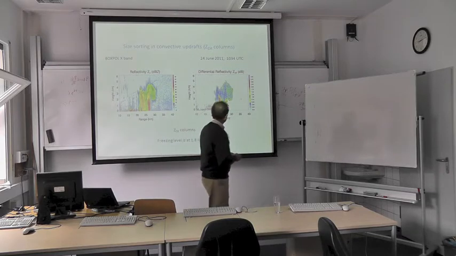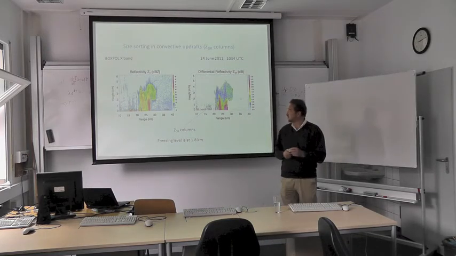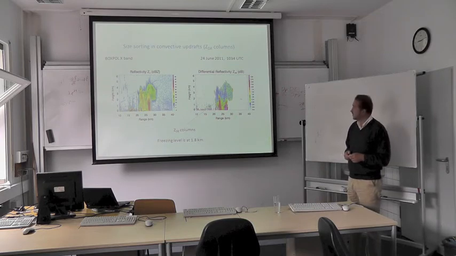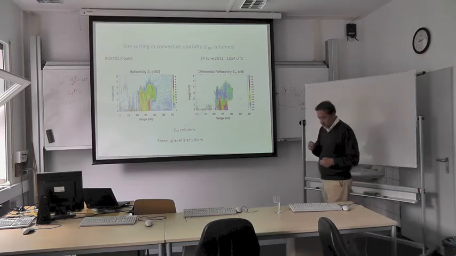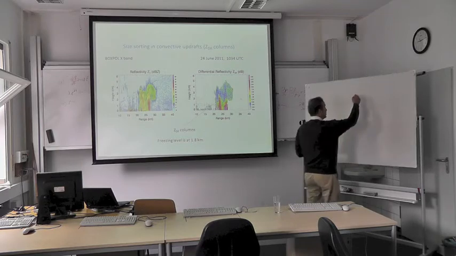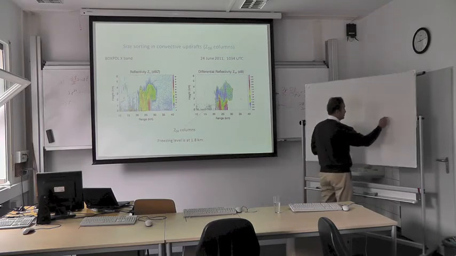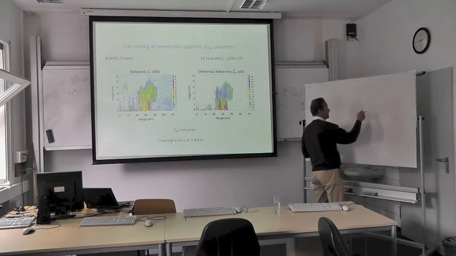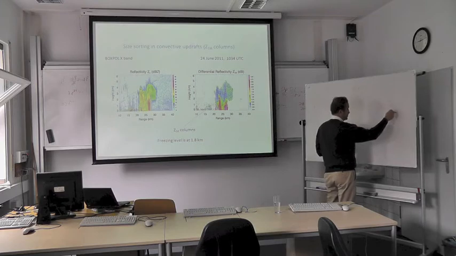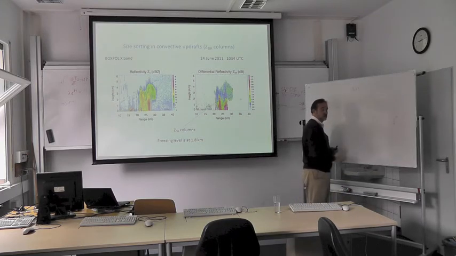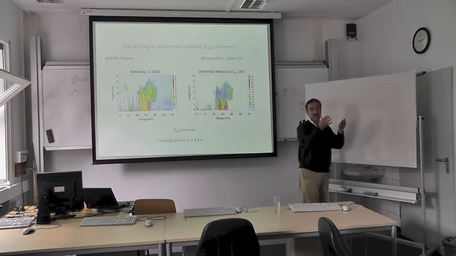Another mechanism for size sorting is convective updrafts. We call them the differential reflectivity columns, the ZDR columns. So if we draw a typical size distribution, N of D, of raindrops, let's say exponential or quasi-exponential, and we place all these raindrops in an updraft.